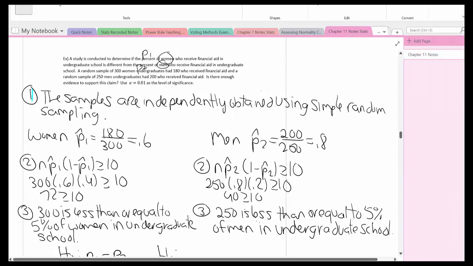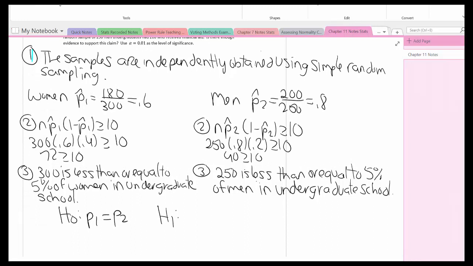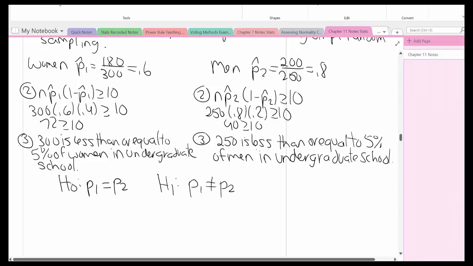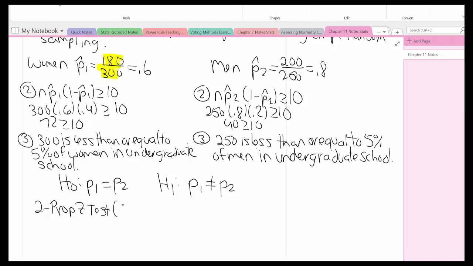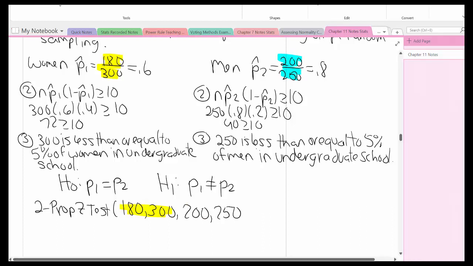So let's go back. Okay. So in this particular case, I see the word different. Well, what does that tell me? The alternative hypotheses, they're not equal. Okay, so now what am I going to put into the calculator? So it's 2 prop z-test. Okay, so again, the very first two that are going to go in is going to be the 180 and 300. So 180 comma 300 comma, and then the next two are going to be those two. 200 comma 250 comma this. Okay. All right, so I'll write on here p-value, but I will show again how to put this into the calculator now.